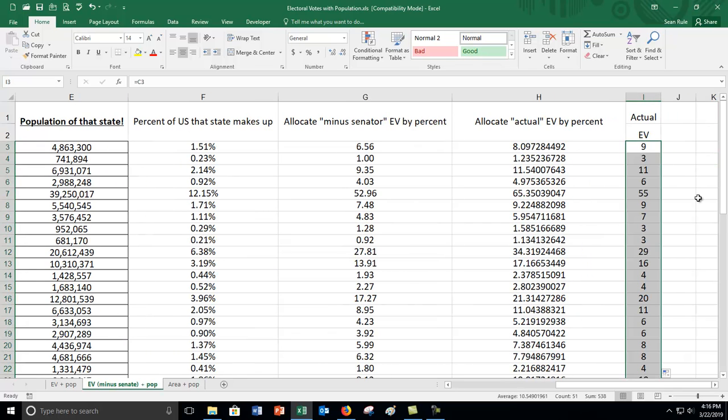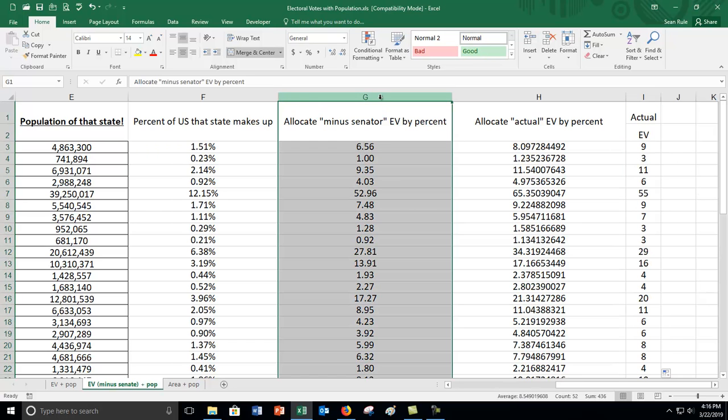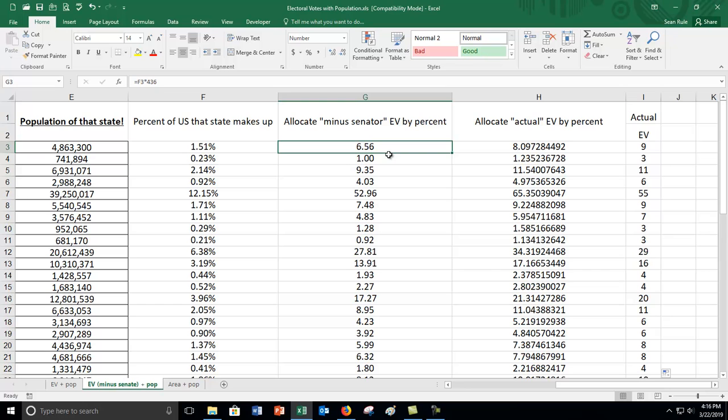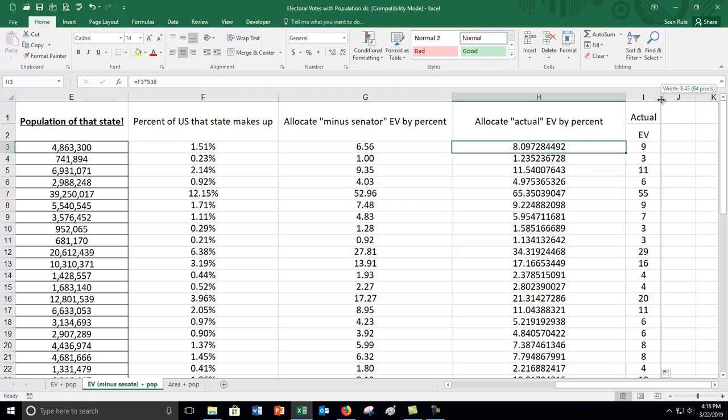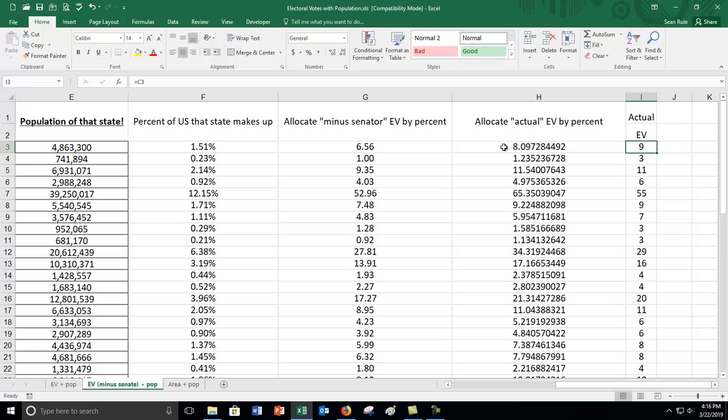And you begin to notice that some of these don't agree very well at all. While the minus senator electoral votes agreed almost perfectly, the actual EVs kind of disagree from the populations when you look at how many people are actually in the state. For example, Alabama gets 9. It should get 8 by percent.